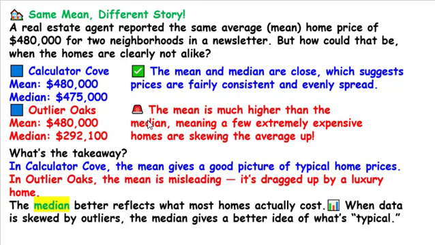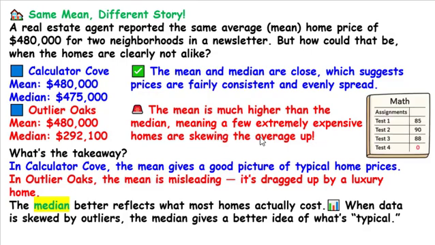In Outlier Oaks, the mean is much higher than the median, meaning a few extremely expensive homes are skewing the average up. Similar to that zero, which skewed your grade up. Get it? Therefore, be careful when you have these extreme values, which we sometimes call outliers. You want to use the median to give you what's typical, what's actually happened. But if all the data values are pretty close together, then the mean is a great option.